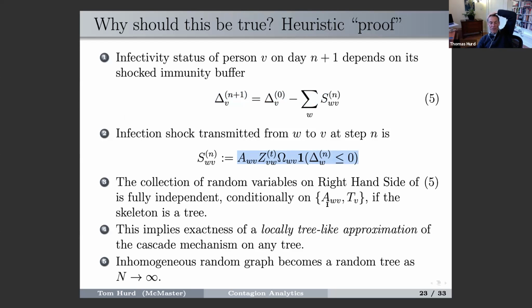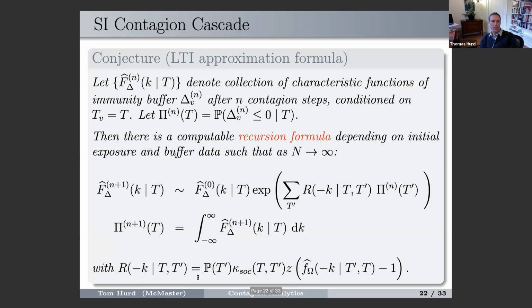conditionally independent. What that means is that what would be an approximation in a general network is in fact an exact statement if the network is a tree. The other ingredient is that the kind of random graph I'm talking about becomes a random tree as n goes to infinity. So the conjecture relies on that logic, which is standard logic of network science. It's called the locally tree-like independence property.